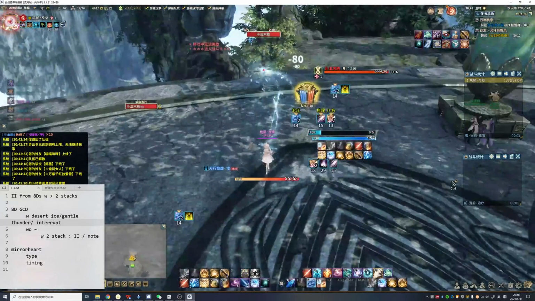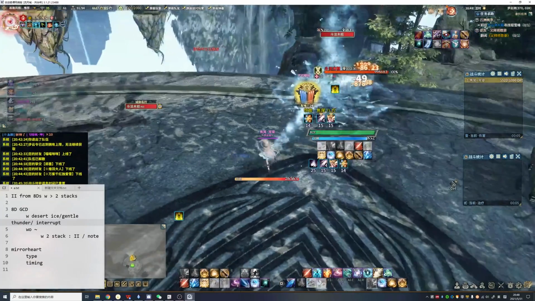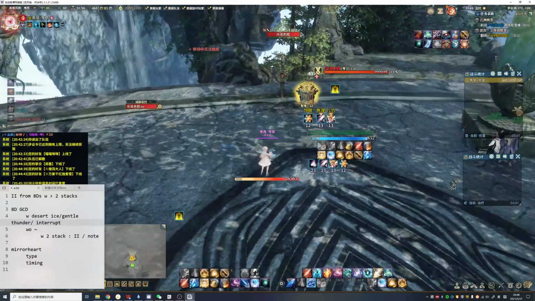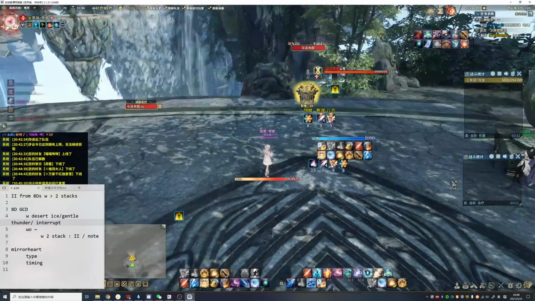So this is the normal rotation, and you keep 2 stacks, 8 actions, Note Melody. Okay, so there is no GCD, you see. Well, there is a little bit of pain.